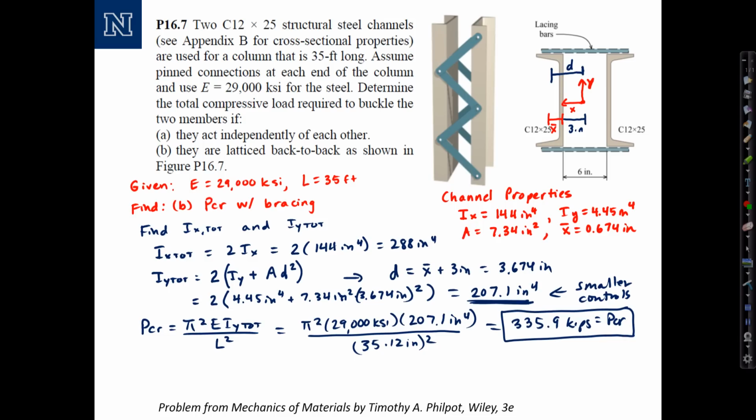As a sanity check, we see that the result we got for case A, when it was unbraced, which was about 14 kips, is significantly less than the buckling load when we brace it. But we expect that because we're getting a lot of increased resistance by moving the overall bending resistance or buckling resistance away from the centroid. So that concludes this example.